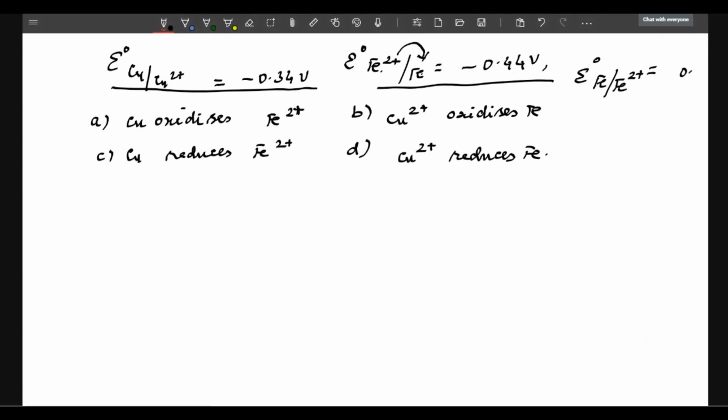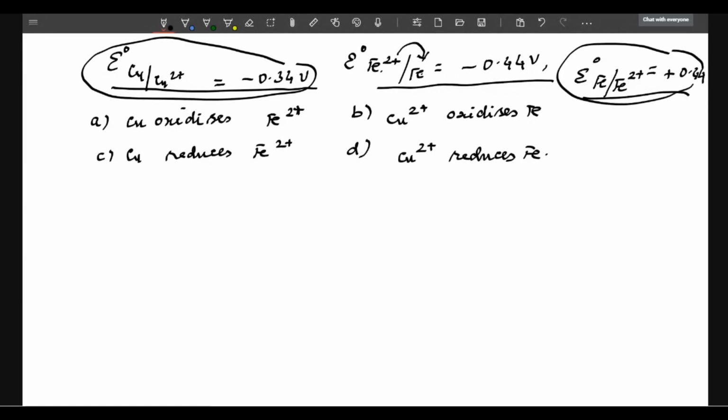It will have the same value, 0.44 volt, but the sign is changed, therefore it is plus. Now you have converted these two into the same oxidation potential value, then arrange them in decreasing order of oxidation potential. Iron is having the more positive value and copper is having the negative value. This is the order. Here only two things are given.